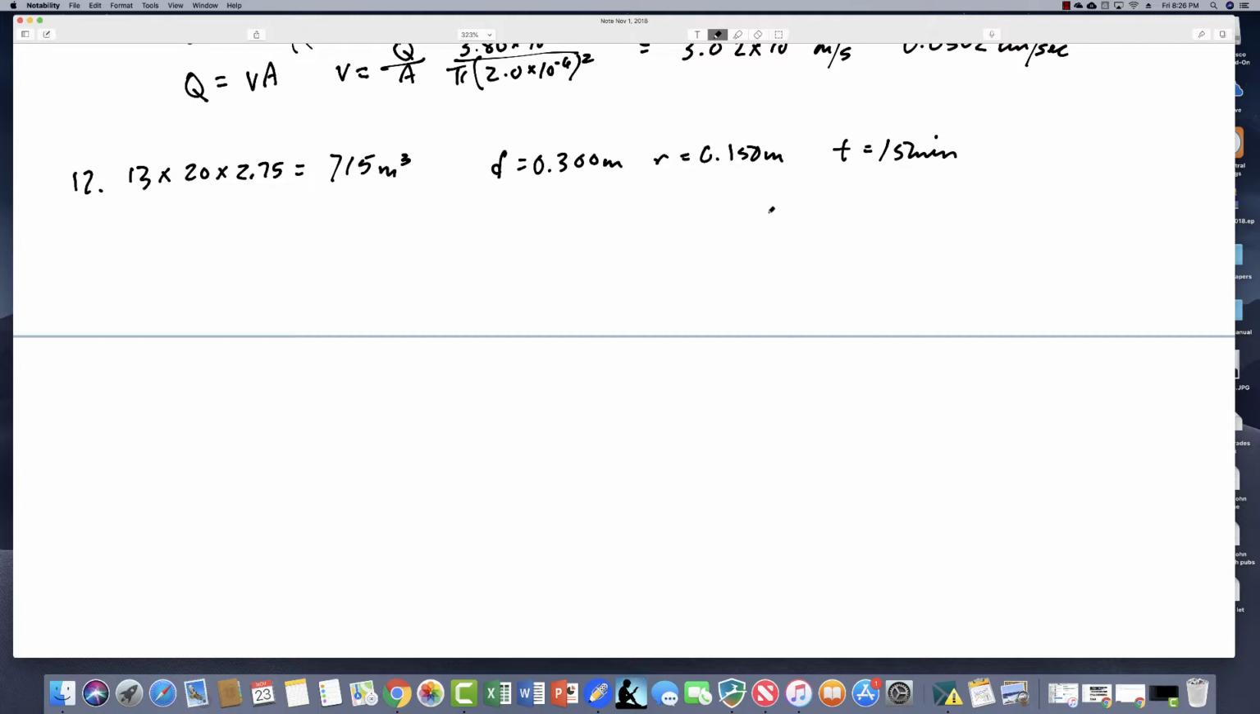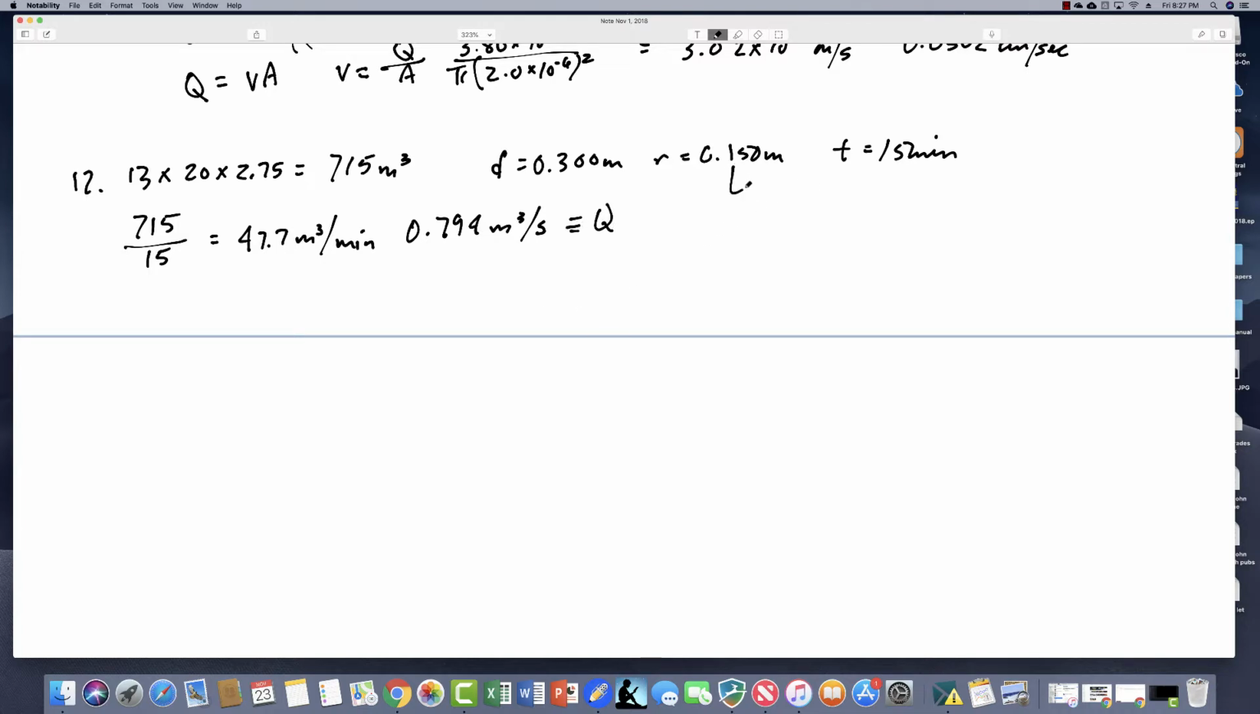And so if we take 715 divided by 15 minutes, that means it's going to be 47.7 cubic meters per minute, or 0.794 cubic meters per second. So that's your flow rate. That's going to equal Q.